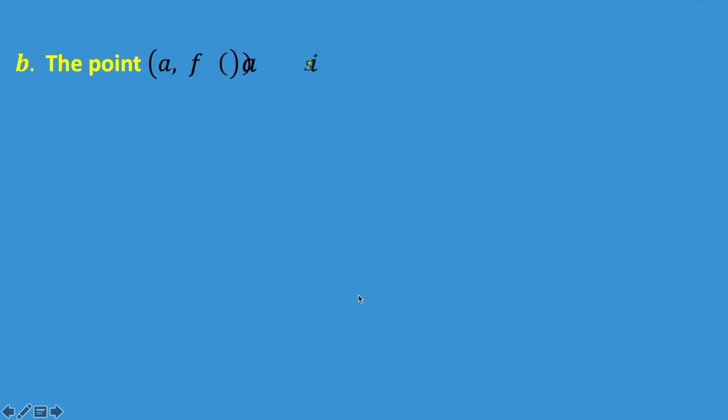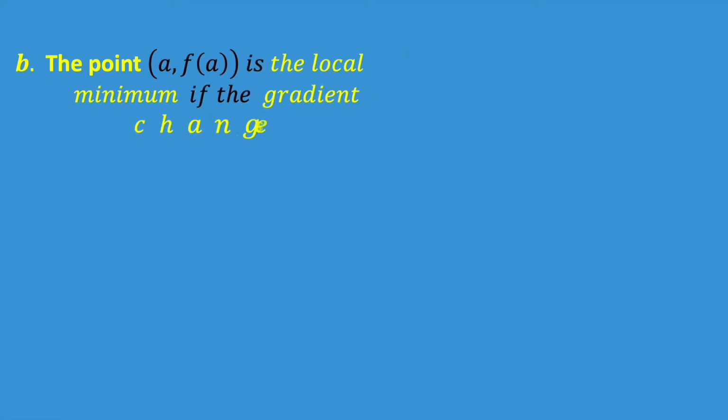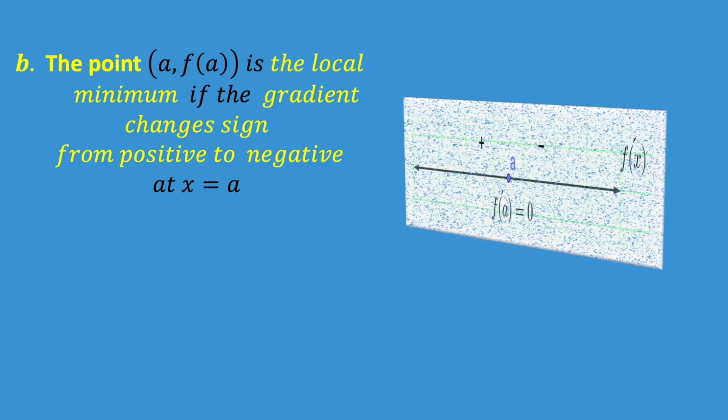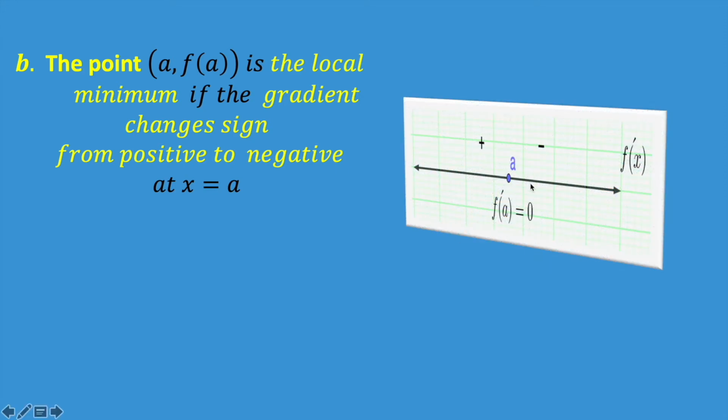Second point, the point (a, f(a)) is the local minimum if the gradient changes sign from positive to negative at the point x = a, as shown on the right hand side. So the gradient at the left side is positive, at the right side is negative.